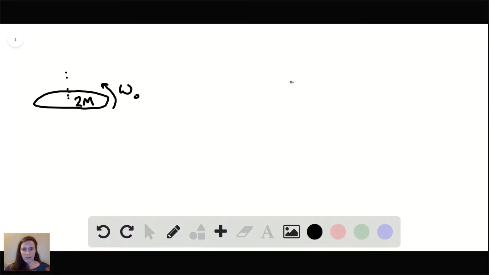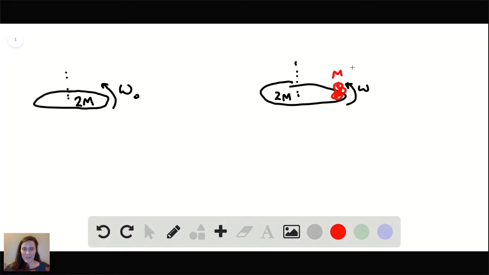That's the worst disk I've ever drawn in my entire life. Cool. We take a blob, a beautiful blob of mass m, and we slap it on there at the edge. And we want to know, what will the resulting rotational speed omega be?